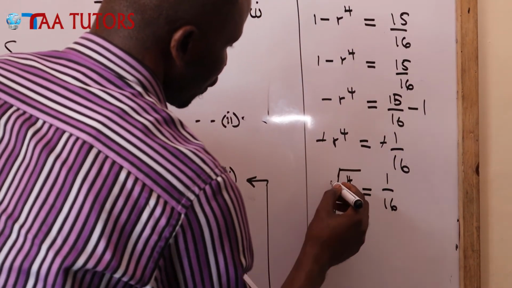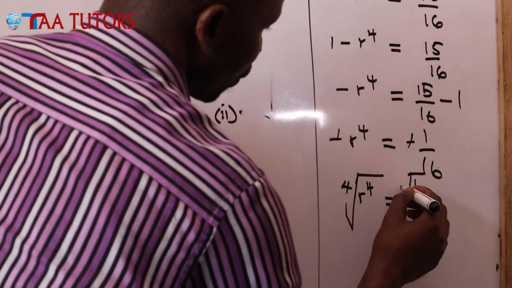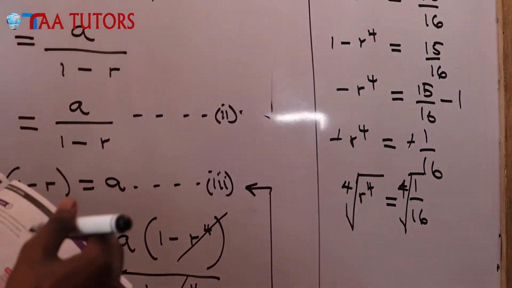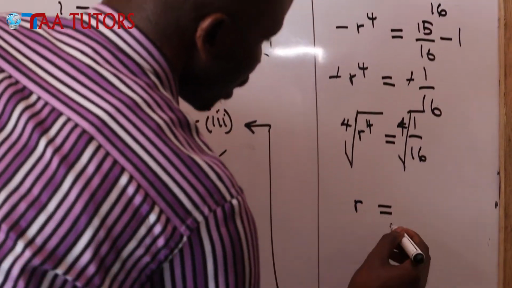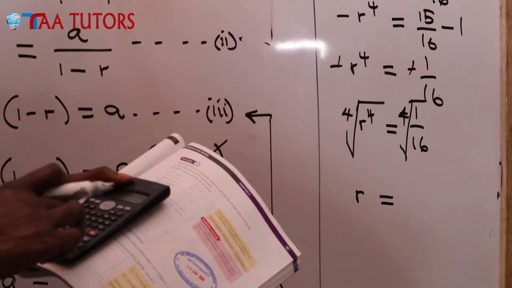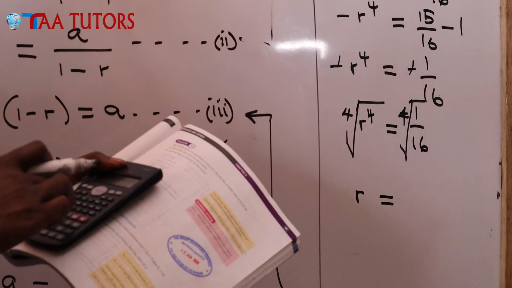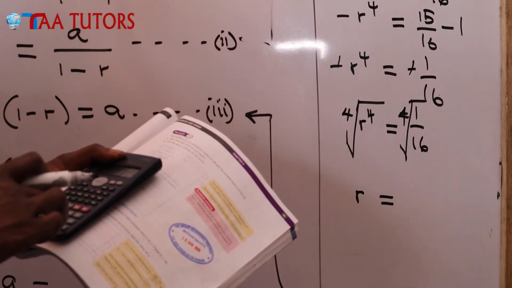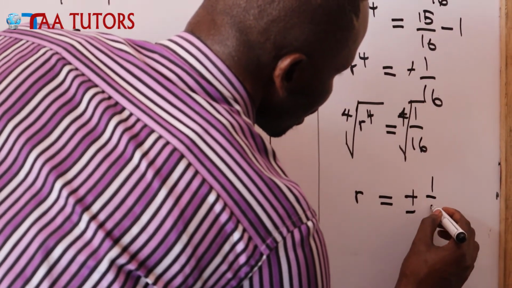So we take the fourth root of this part, and the fourth root. But we know that this is an even number, so if it is an even number, the fourth root will be either positive or negative. So we can say r here is the fourth root of 1 divided by 16. Shift, 4, shift, fourth root of the answer is a half. So it will be plus or minus a half.